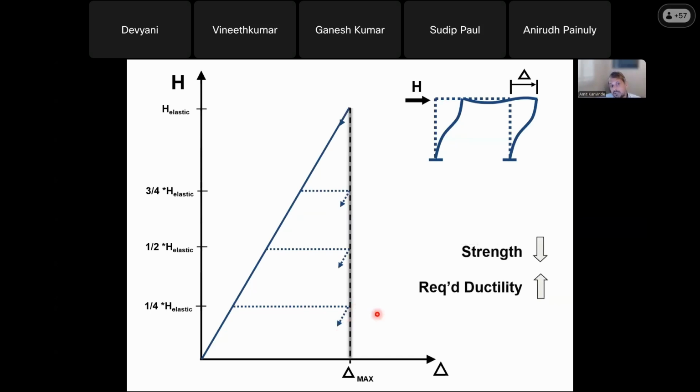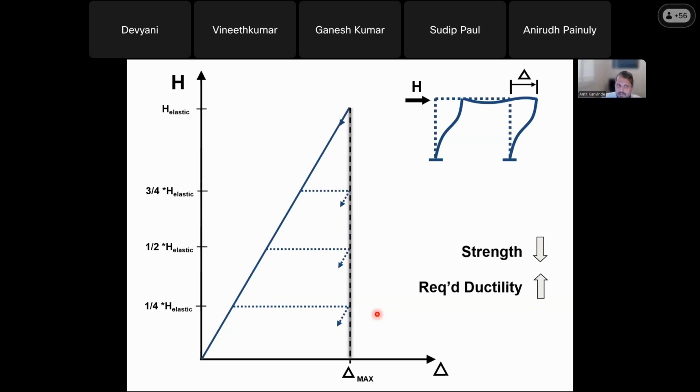So you could have a structure which is full strength, all right? And that full strength structure doesn't need to have any ductility. It could afford to be completely brittle. On the other hand, if you start making your structure weaker and weaker, you need more and more ductility. Okay, so what's the point of all this?